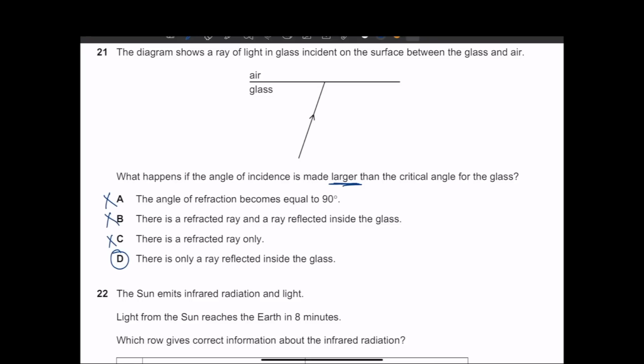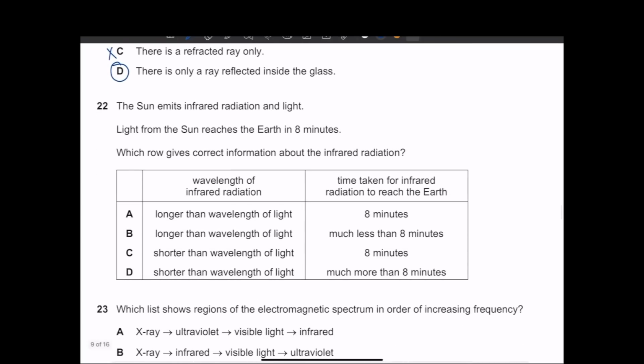That was for 21. 22: the sun emits infrared radiation and light. Light from the sun reaches the earth in 8 minutes. Which row gives the correct information about the infrared radiation? The wavelength of the infrared radiation is longer than the wavelength of light. The time taken for infrared radiation to reach the earth, is it 8 minutes, or less, or more?